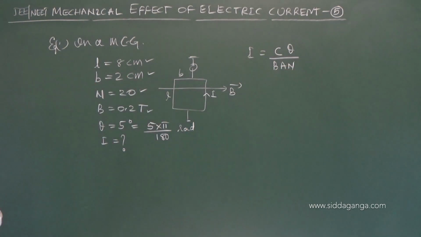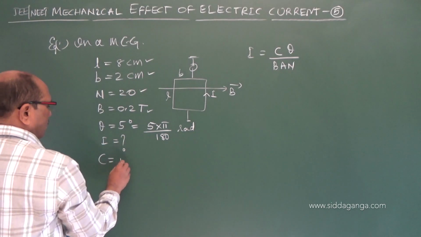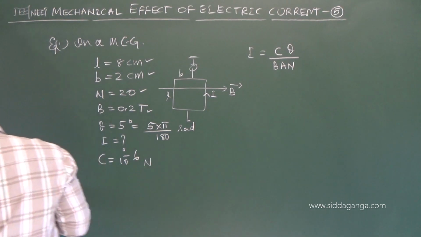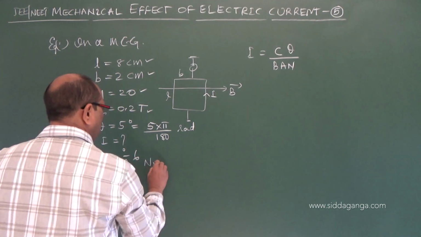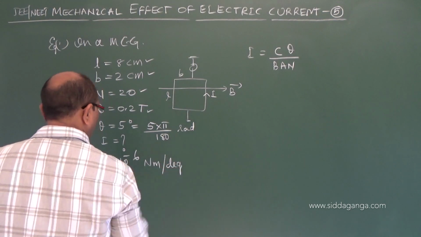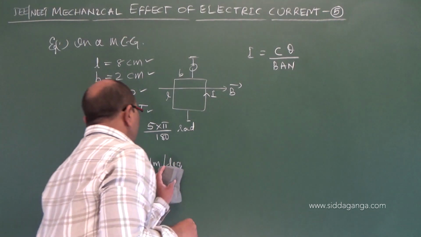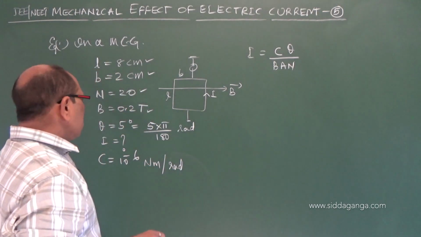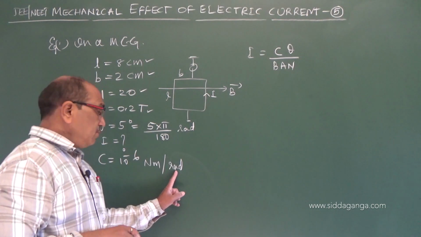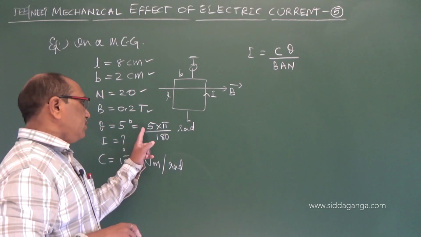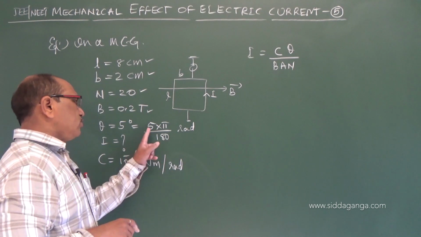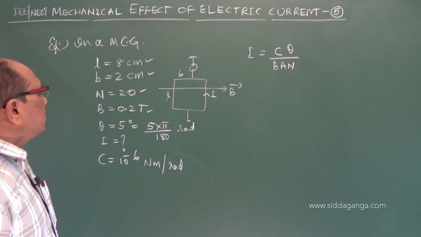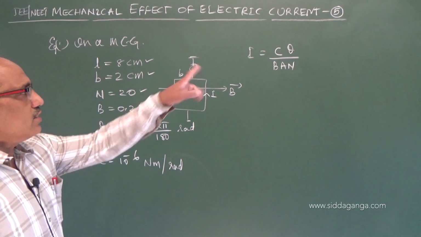The value of C, couple per unit twist, is 10 power minus 6 Newton meter per radian. If it is given per degree, please remember that theta has to be in degree. If it is given per radian, theta should be in radian. Here couple per unit twist is given per radian, so we converted, and the equation is there.